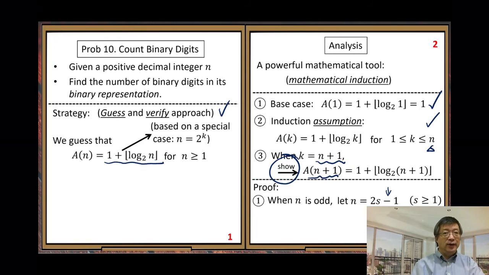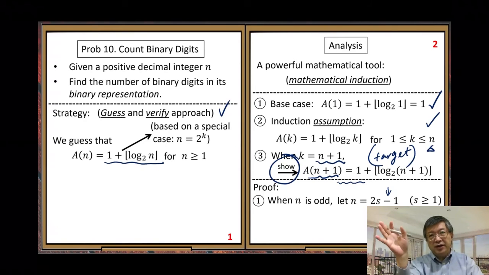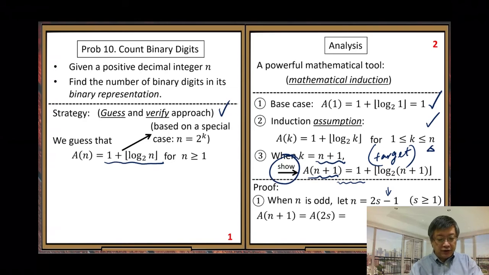All right, next, left-hand side. We want to show the left-hand side and the right-hand side are the same. Although it comes from the guess, we say this is our target. Now, this is our target. All right, compare left-hand side, right-hand side. We start with the left-hand side first.